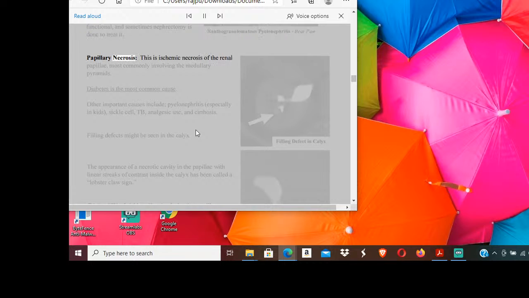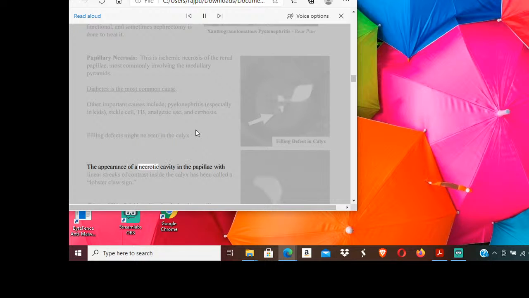Papillary necrosis. This is ischemic necrosis of the renal papillae, most commonly involving the medullary pyramids. Diabetes is the most common cause. Other important causes include pyelonephritis, especially in kids, sickle cell, TB, analgesic use, and cirrhosis. Filling defects might be seen in the calyx.